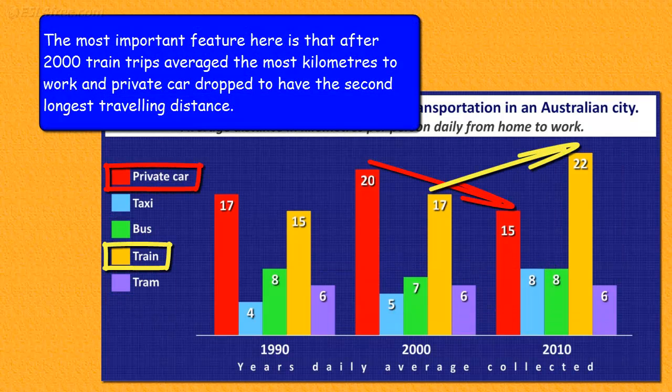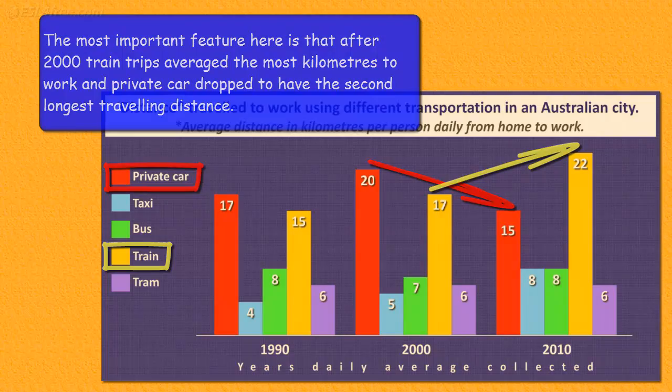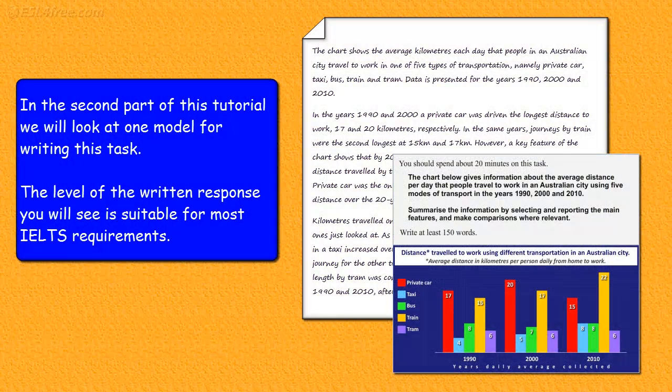The most important feature here is that after 2000, train trips averaged the most kilometres to work, and private car dropped to have the second longest travelling distance. In the second part of this tutorial, we will look at one model for writing this task. The level of the written response you will see is suitable for most IELTS requirements.